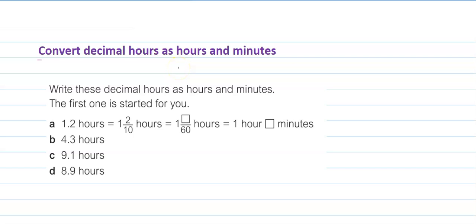Hi guys, in this lesson we are going to convert decimal hours into hours and minutes.